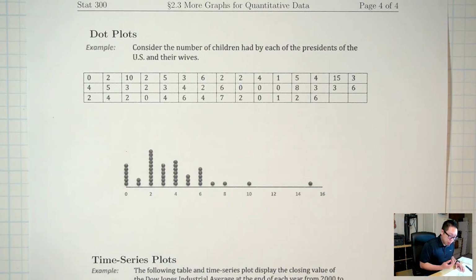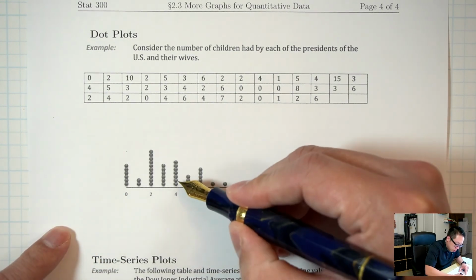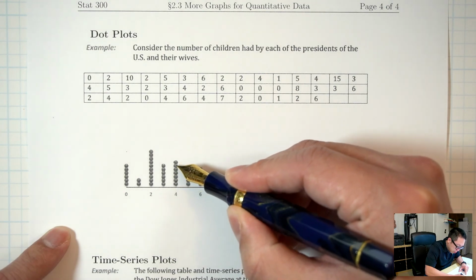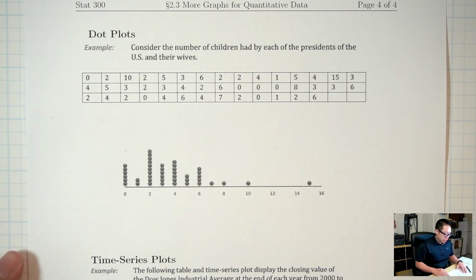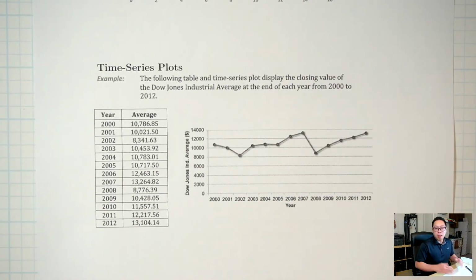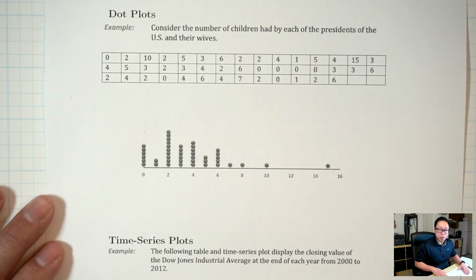For example, the dot plot looks kind of like a histogram. Just make sure you understand that above the 4 here, there's 1, 2, 3, 4, 5, 6, 7 dots. Make sure you understand why there's 7 dots. What do these 7 dots represent? I think if you look at the data and stare at the graph, it's going to be pretty clear. And then time series plots, I'm pretty sure you've seen these graphs before, so just make sure you understand how to read them.